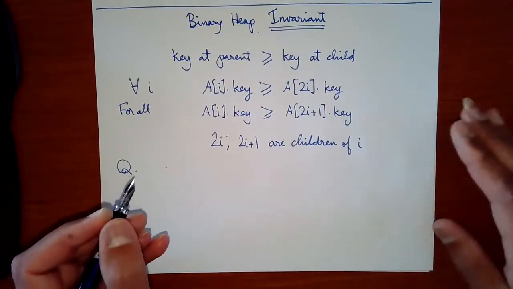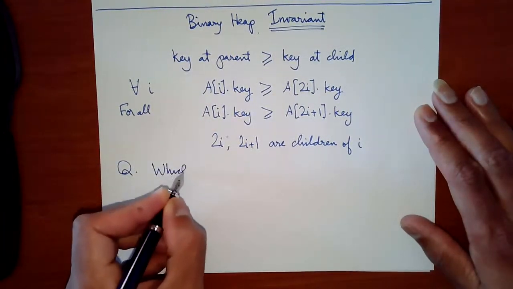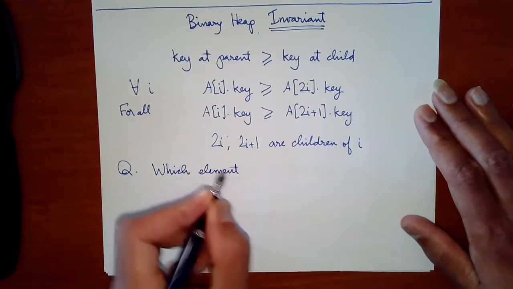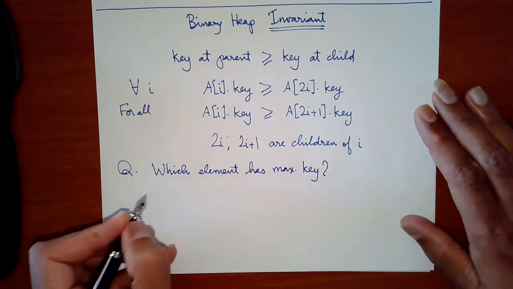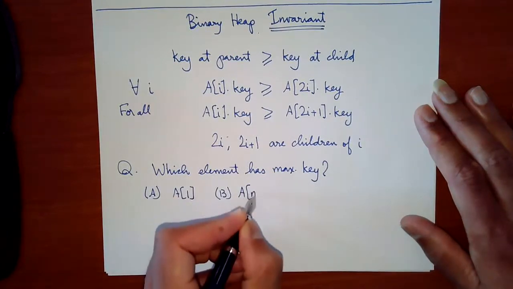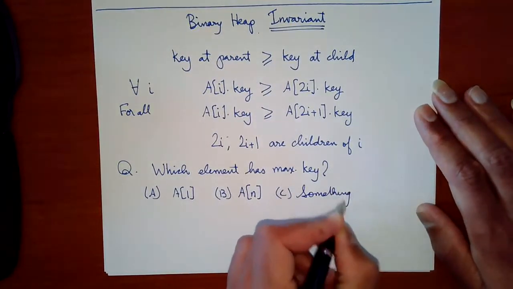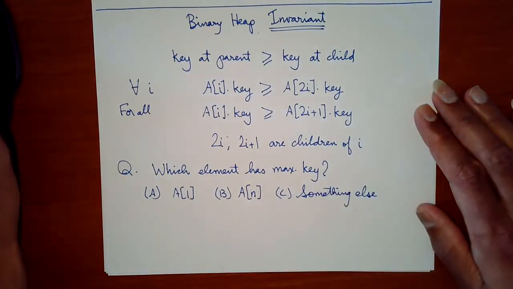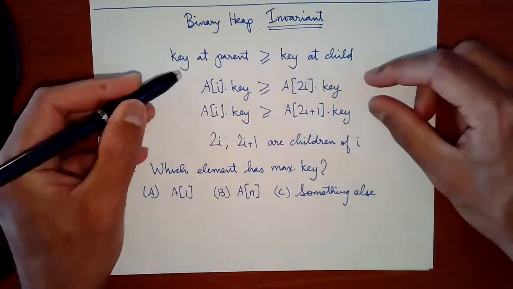So the question which immediately arises when we look at this is: which element has the maximum key? Is it A of 1? Is it A of n? Or is it something else? Which element has the maximum key given that these invariants hold?